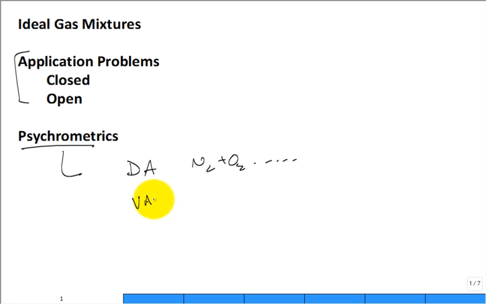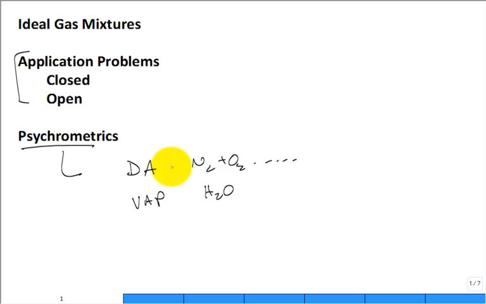So we've covered ideal gas mixtures. We also talked about some general gas mixture calculations, and then we moved into psychrometrics. What is psychrometrics? The study of moist air. So we have dry air, which is nitrogen and oxygen and carbon dioxide and argon and some others. And we have water vapor, and that's just H2O. And they all behave as an ideal gas.